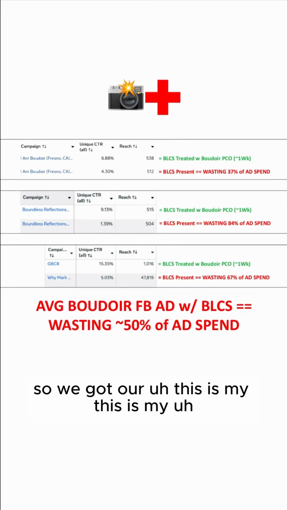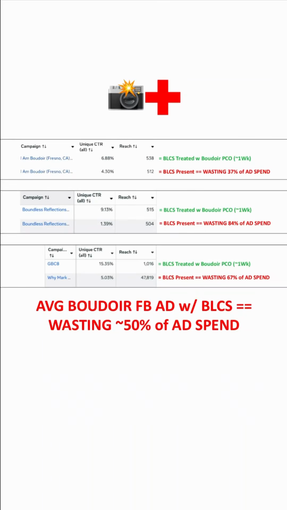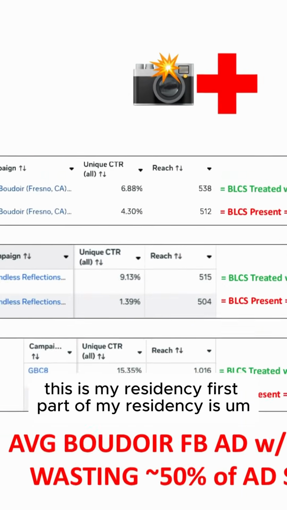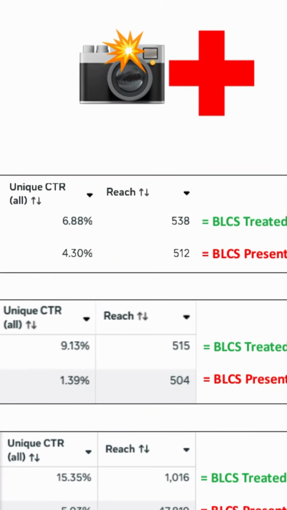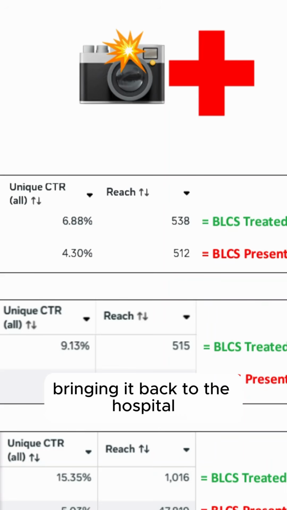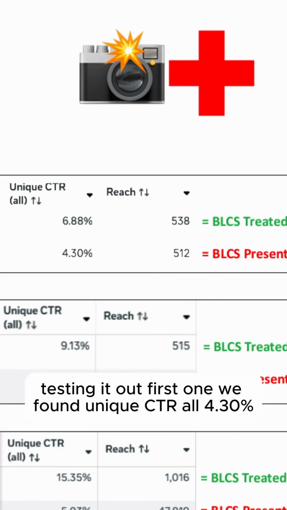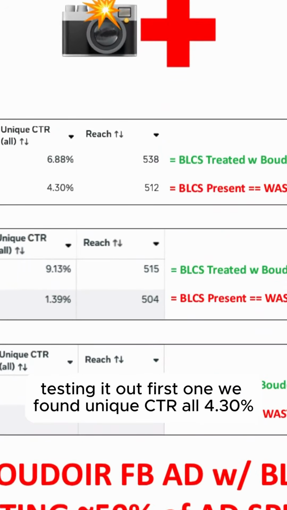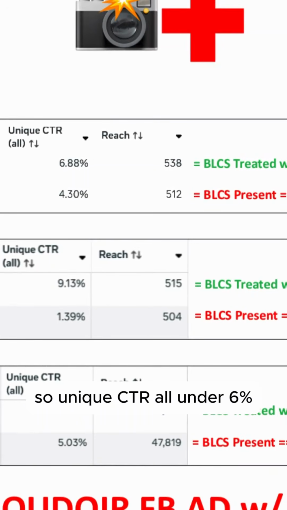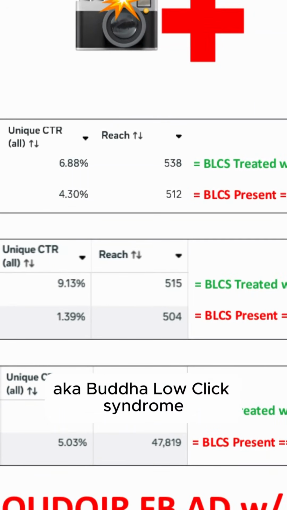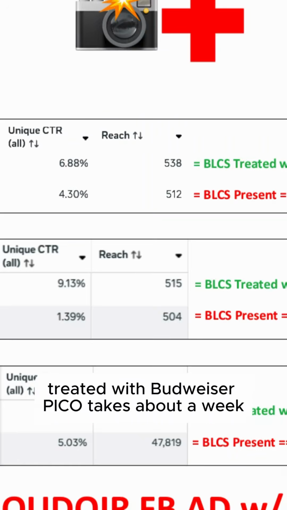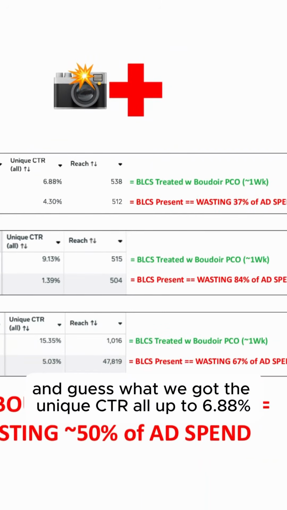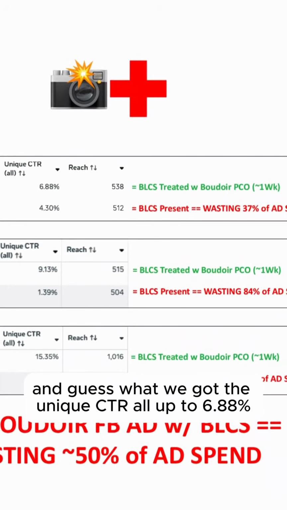So this is my residency. The first part of my residency is finding a Boudoir Facebook ad out there, bringing it back to the hospital, and testing it out. The first one we found had a unique CTR all of 4.30%. So unique CTR all under 6%, we know that BLCS is present, aka Boudoir low click syndrome. So we got the treatment, treated with Boudoir Pico. It takes about a week. And guess what? We got the unique CTR all up to 6.88%.